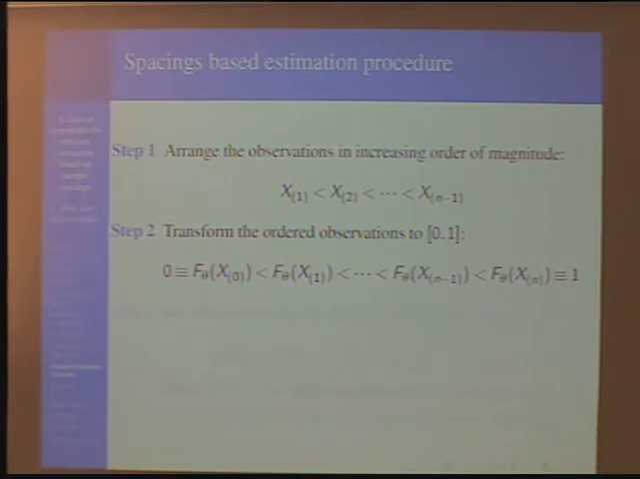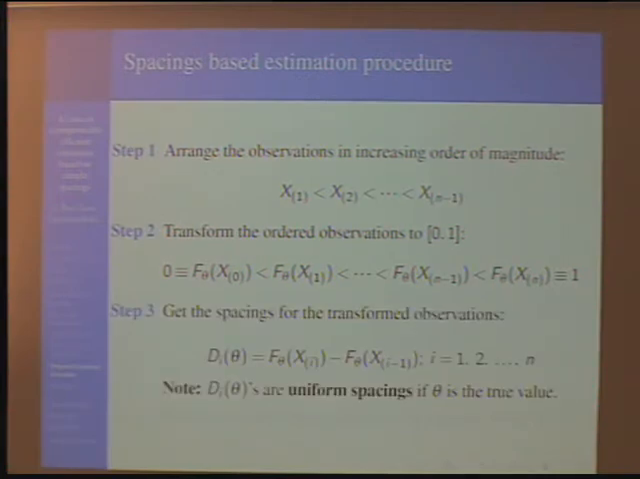So what's cooking here? We have the original data x1, x2, up to x(n-1) from a certain distribution F theta with unknown parameters theta, and we look at the ordered values of these x's. Then we define F theta of x0, F theta of x1, and so on, and look at the d thetas, the spacings that you get. Theta is, of course, unknown, but that's not the issue right now. So di theta is defined to be F theta of xi minus F theta of x(i-1). These are supposed to be uniform spacings if theta is the true value.